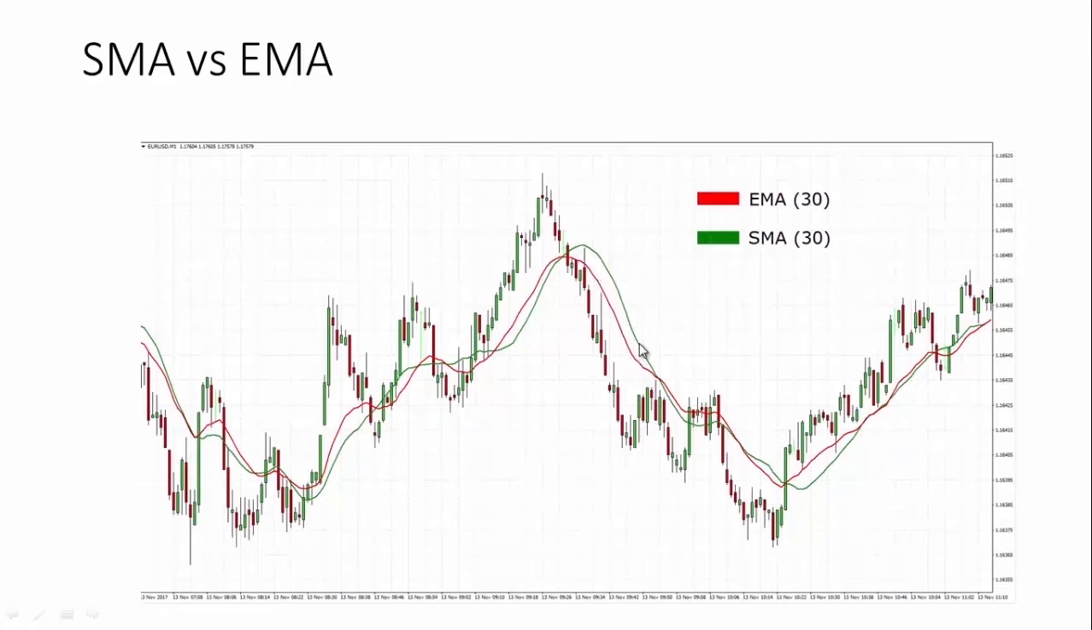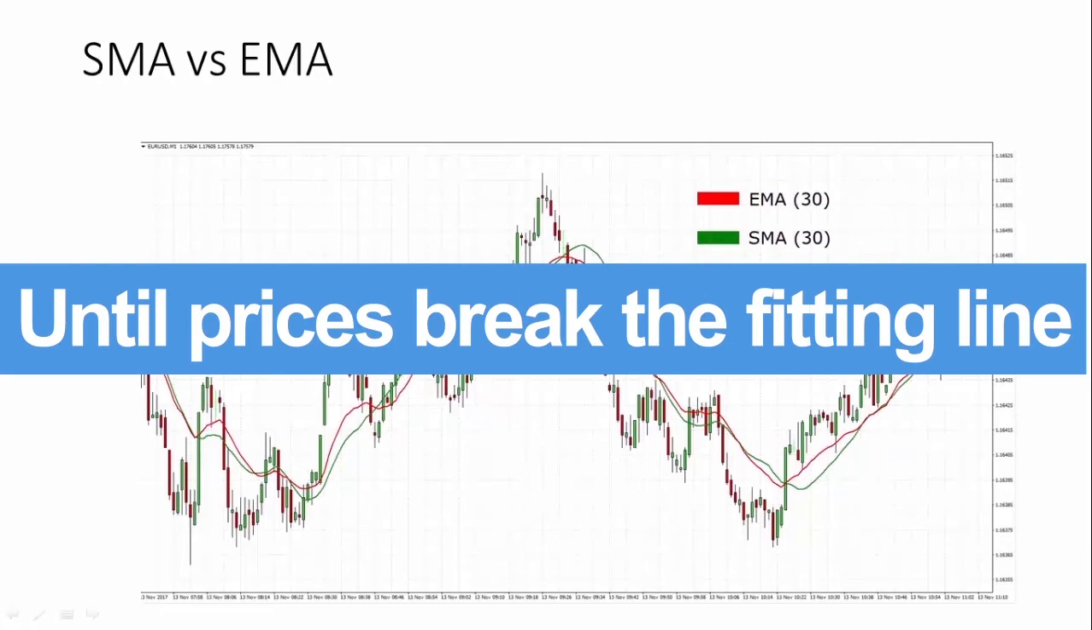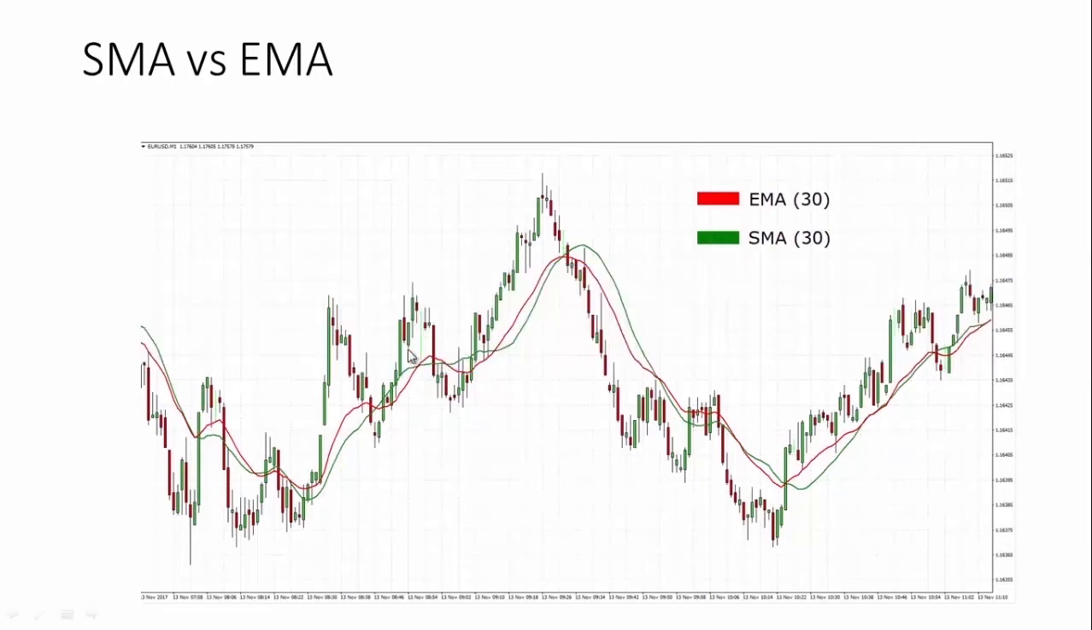EMA works well until prices break the fitting line. During higher volatility markets, you could consider increasing the length of the moving average term. One can even switch from an EMA to an SMA, since the SMA smooths out the data much better than an EMA due to its focus on longer term moves.